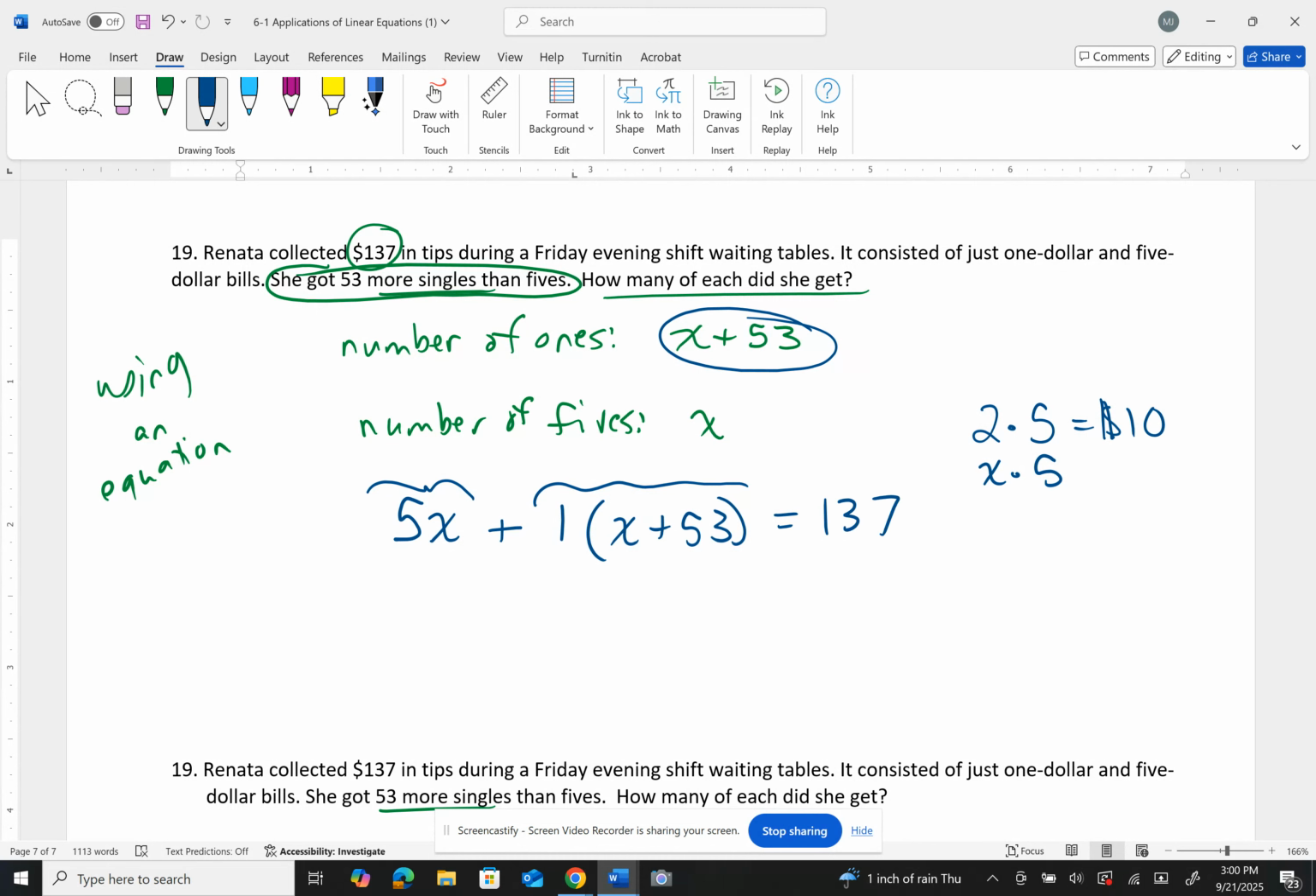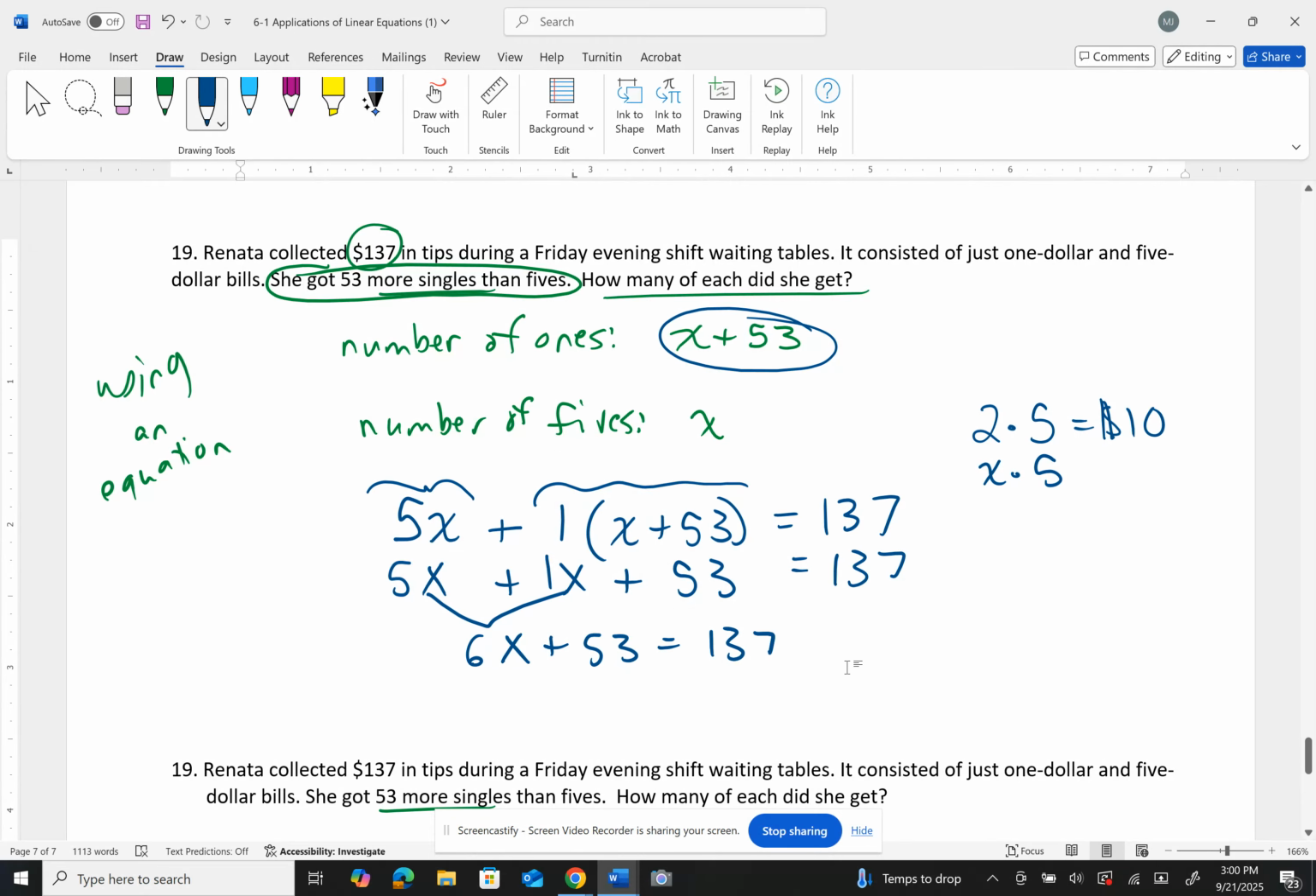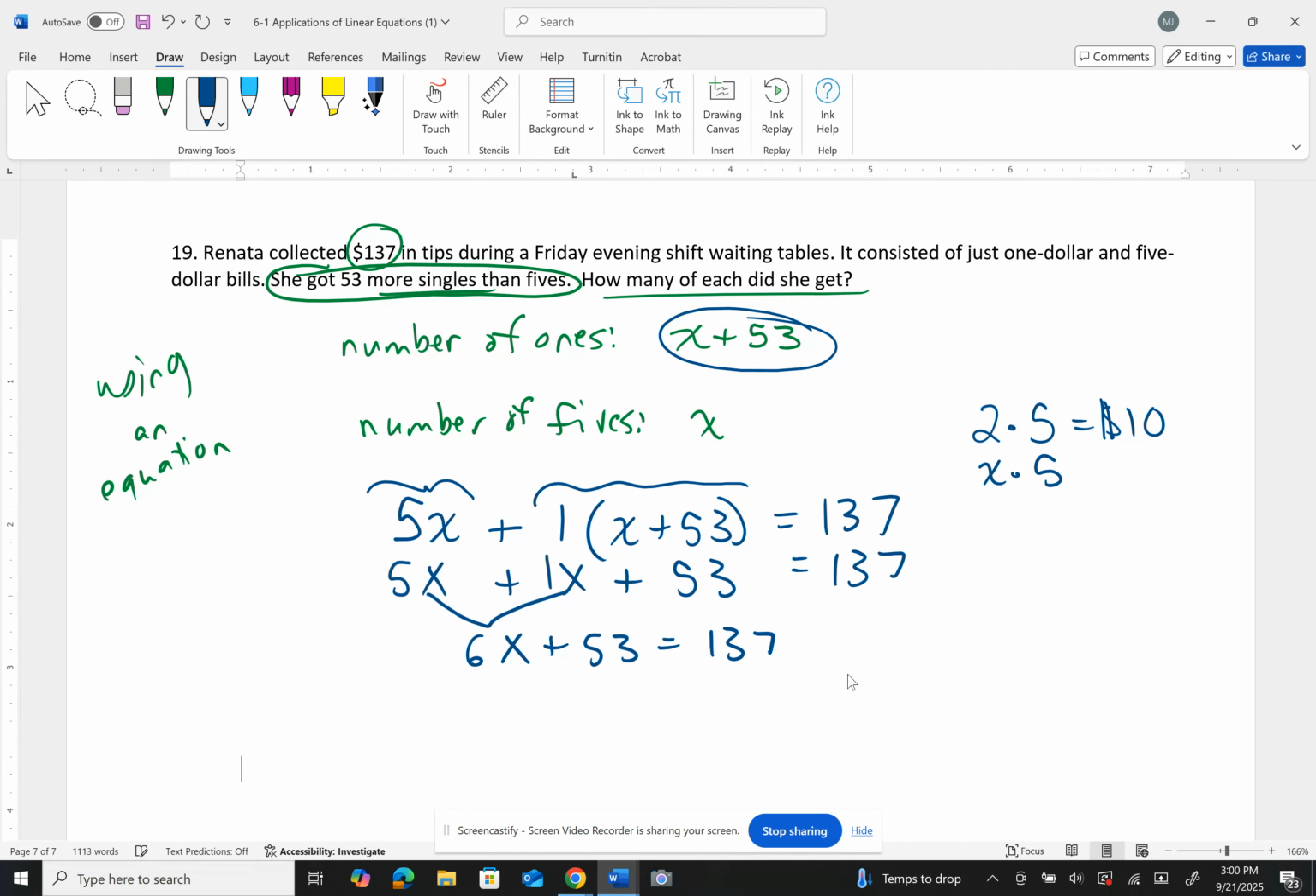So then I can let the whole problem go and just use my equation solving skills. Distribute the 1, collect the like terms, and just continue solving that equation, and you'll figure out what X is. So now I'm going to subtract 53. And when I do that, I have a 6X left over here. And on the right side, when I subtract 53, I get 84.